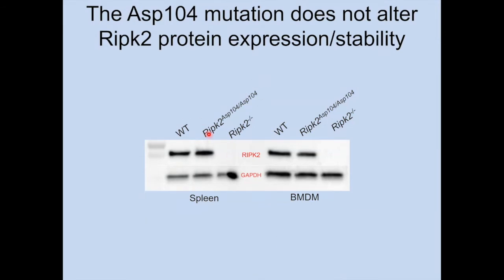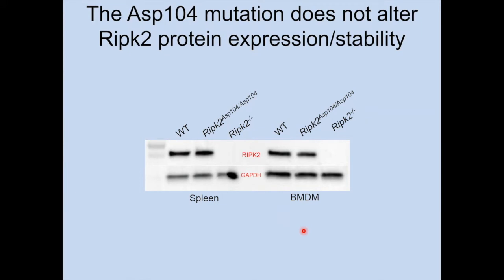So we made these mice, and then we looked at RIPK2 expression, and we can see that there really is no difference when we look at cells isolated from the spleen or bone marrow-derived macrophages. They're really at similar levels. And then we also have a null allele of RIPK2, where we made a mouse that doesn't make any RIPK2 at all, and these animals obviously don't have RIPK2. So the mutation doesn't alter protein expression or stability.